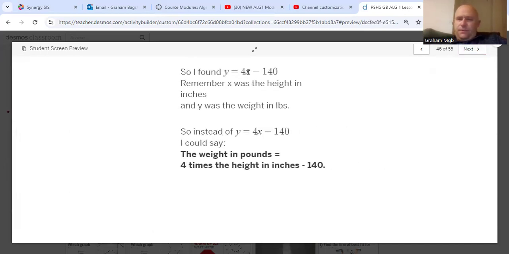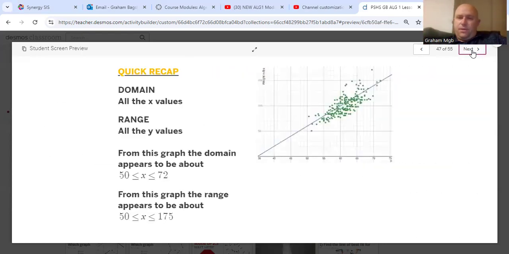So I found the rule was 4x minus 140 on the second one I just showed you. And remember what the things actually represented. So x was the height in inches and y was the weight in pounds. So instead of saying 4x minus 140, I could say the weight in pounds is equal to 4 times the height in inches minus 140. And the reason we might want to do that is we might want to make a prediction. So if we know that somebody is, say, 6 feet, which is 72 inches, we can actually substitute that number into this formula and actually come up with a reasonable prediction of what they might actually weigh.